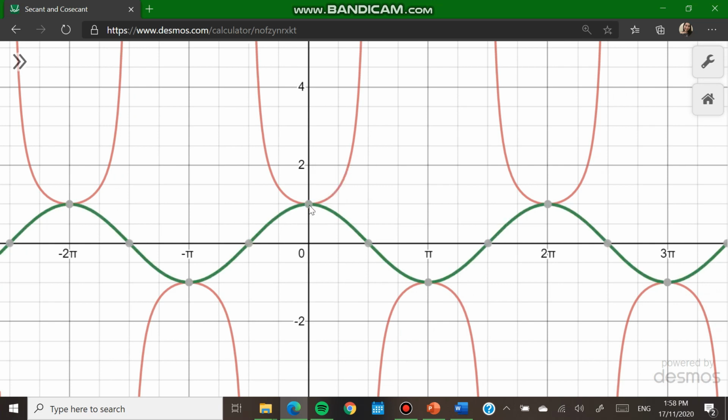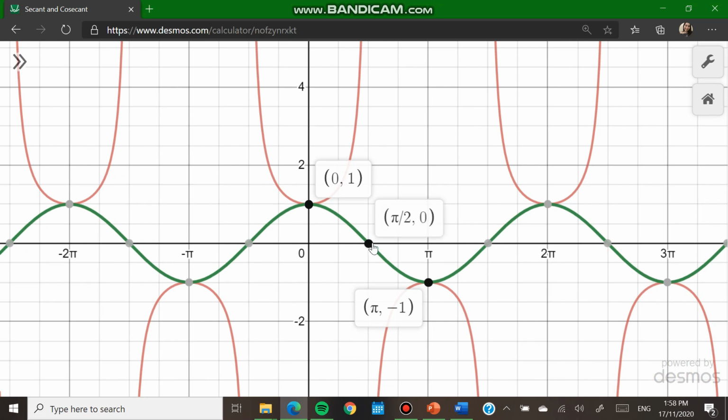Now take note that secant is the reciprocal of cosine. If you look here, this point (0, 1) means that if the angle is 0, its cosine will be 1. Since it's 1, the reciprocal of 1 is also 1. So if the angle is 0, its secant will also be equal to 1. Also on this point right here, given that the angle is pi, the cosine of that is negative 1. The reciprocal of negative 1 is still negative 1, so its secant value is also negative 1.